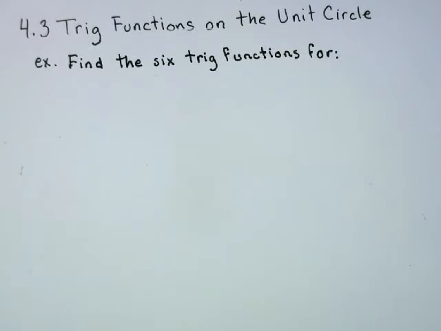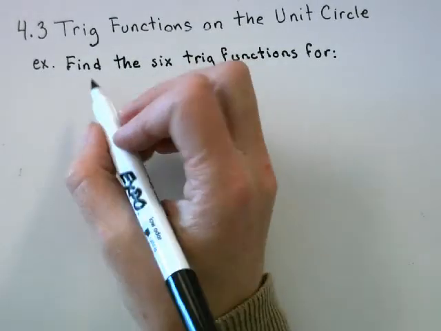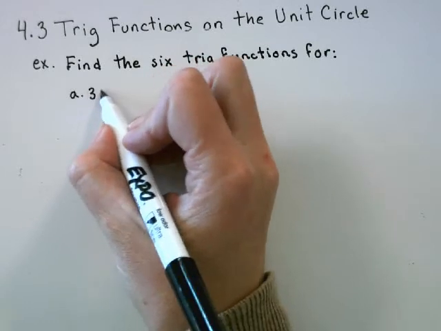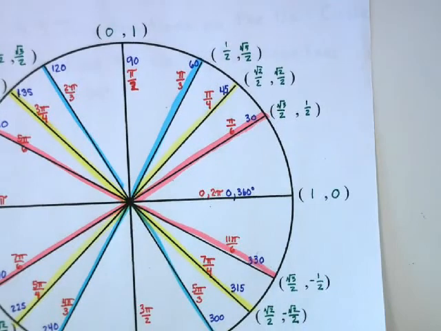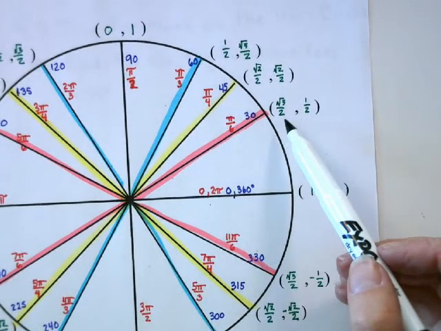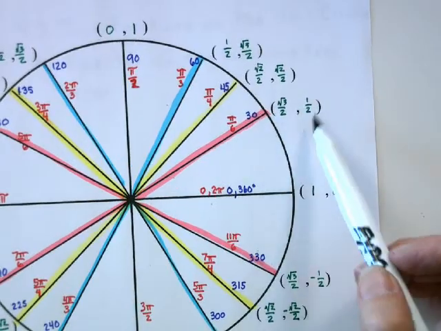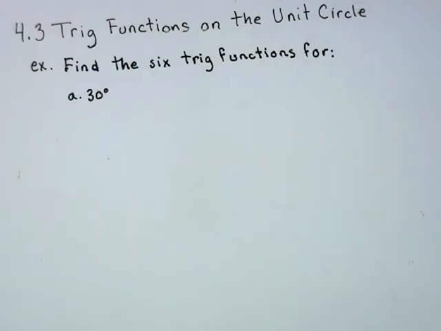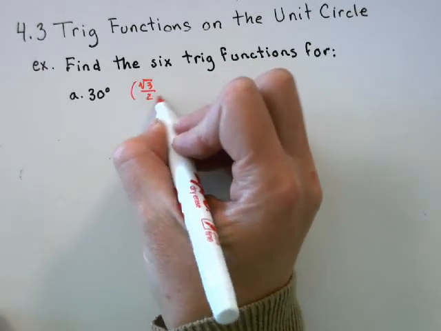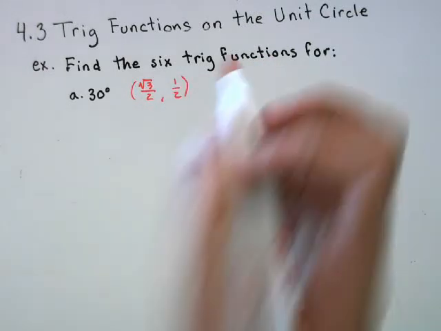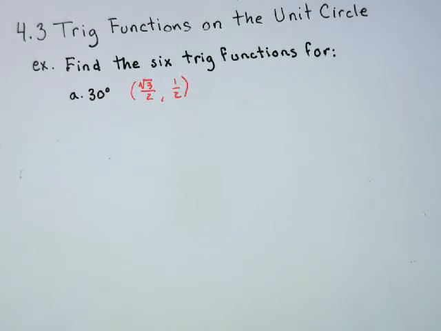So we're going to find the 6 trig functions for some different angles. Let's just try 30 degrees. So we go to the unit circle and you find 30 degrees. And the coordinates that we're interested in are root 3 over 2 and 1/2. So from that, I'm going to be able to find all 6 trig functions.